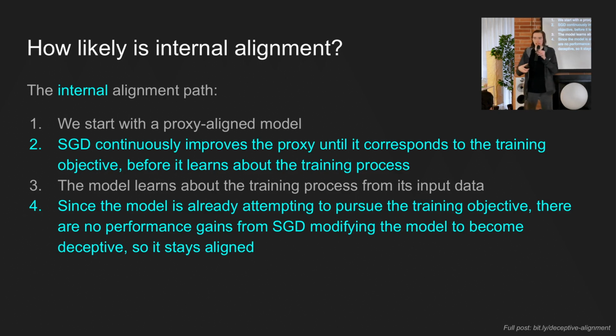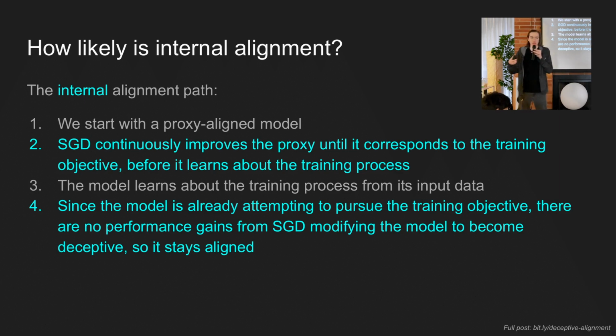Okay, and we'll see why that's important, because if we have the opposite ordering, then we're going to end up in one of the other paths. But if we have that ordering, then we can be in the internally aligned path. And so once we've gotten to this point where first the proxy becomes perfect, and then it learns about the training process, then there's no additional pressure to make the model deceptive or corrigible or whatever, because once we've gotten to the point where the model has a perfect proxy, then the model is going to be doing its very best to pursue the training objective that we're trying to get it to pursue. And so there's no performance gain from modifying that model to become deceptive.